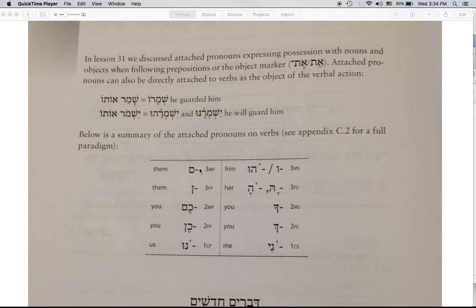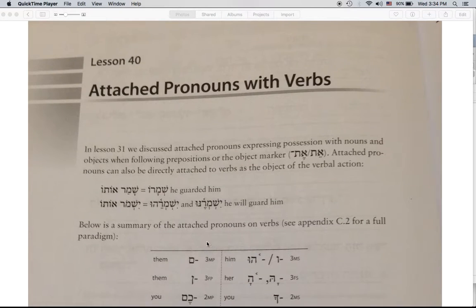So these, the plural we're pretty familiar with by now, just a mem and a nun, and chem and chen for the second person singular or plurals, and then nu for the first common plural. So pretty straightforward lesson. Lesson 40, attached pronouns on verbs. We can get rid of the direct object marker and put our attached pronoun directly onto the end of the verb, and it becomes the object of that verb.